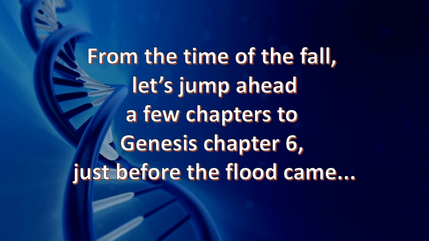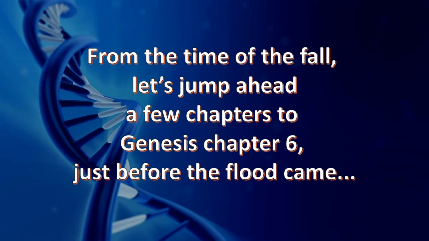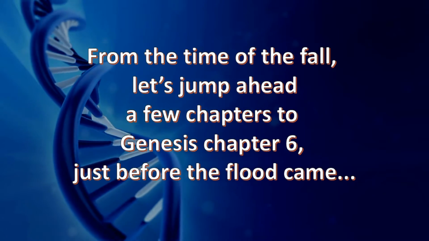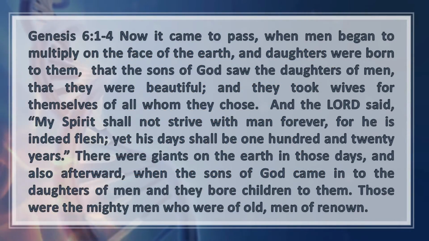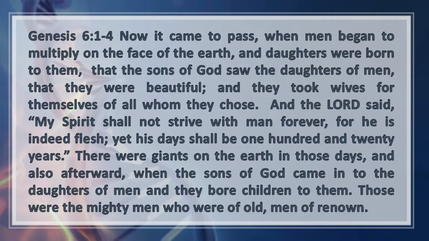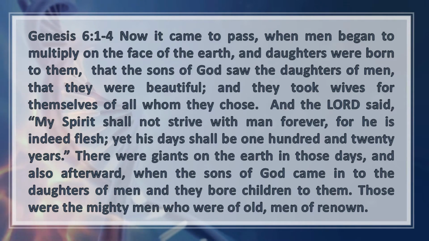Well, from the time of the fall, we need now to jump ahead a few chapters to Genesis chapter 6, to the time just before the flood came. Genesis chapter 6 begins by saying, "Now it came to pass, when men began to multiply on the face of the earth, and daughters were born to them, that the sons of God saw the daughters of men, that they were beautiful, and they took wives for themselves of all whom they chose.